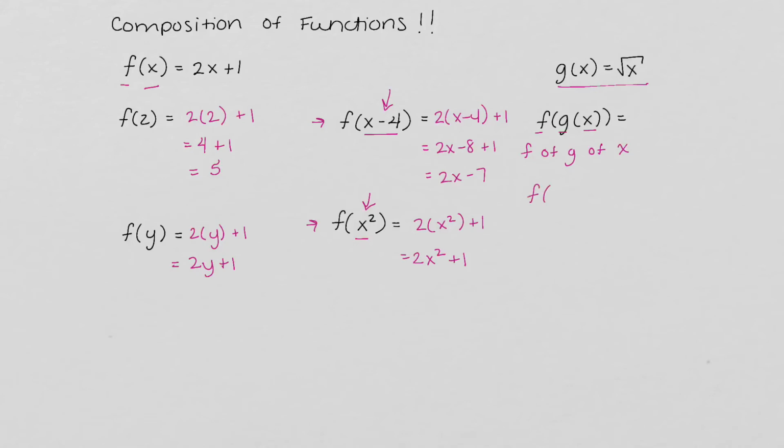So f of g of x is just f of the square root of x, which looks a whole bunch like the f of x minus 4 and f of x squared examples that we did. So all I'm doing is putting the square root of x into the function f, and the function f is 2 times something plus 1. So f of g of x is 2 times the square root of x plus 1, or just 2 root x plus 1. And that's composition of functions. I said use the function g. Use the function g as an input for f. And here's what the function g is. It's the square root of x.